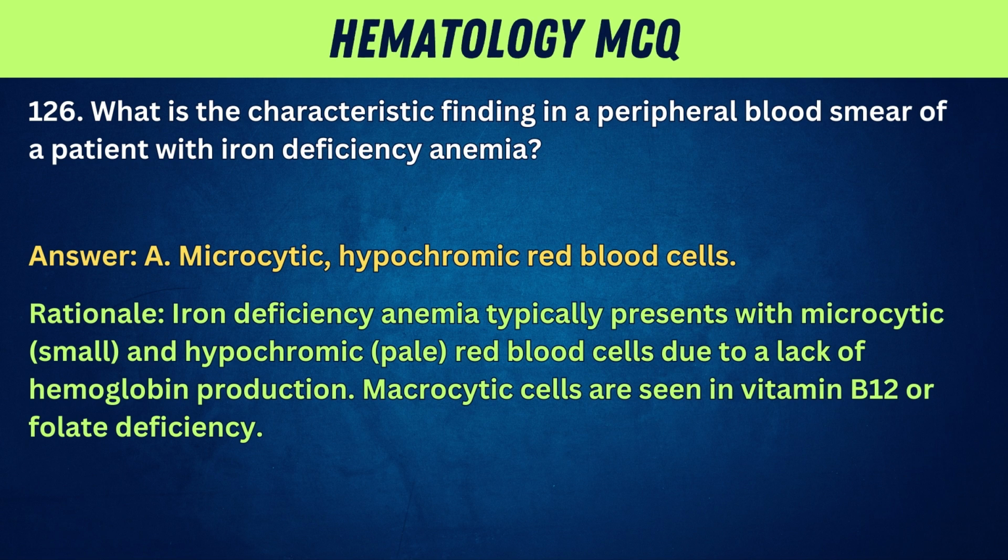Rationale: iron deficiency anemia typically presents with microcytic (small) and hypochromic (pale) red blood cells due to a lack of hemoglobin production. Macrocytic cells are seen in vitamin B12 or folate deficiency.